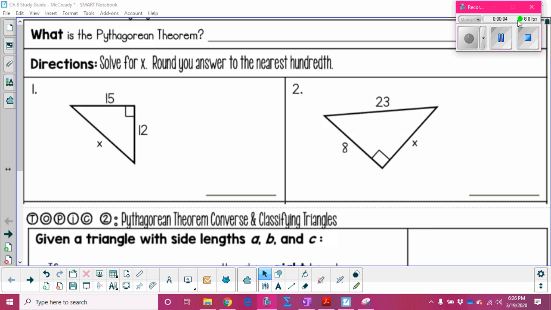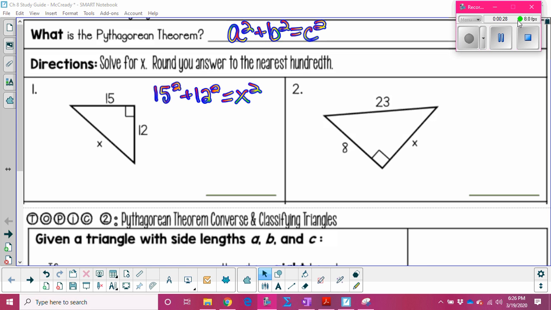Okay, so looking at this study guide, the very first thing we have on here is the Pythagorean Theorem, which we all know is a squared plus b squared equals c squared. Okay, so using it on, let's look at number 1. All you have to do is literally just use the formula and fill it in. So you have 15 squared plus 12 squared equals x squared.